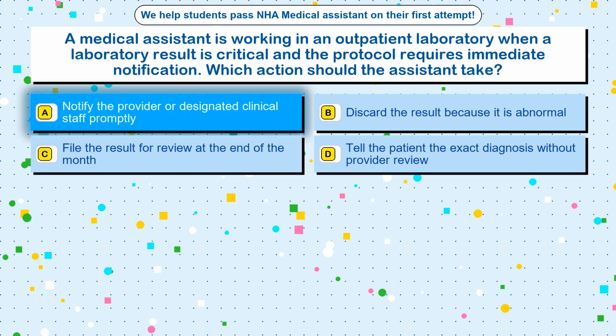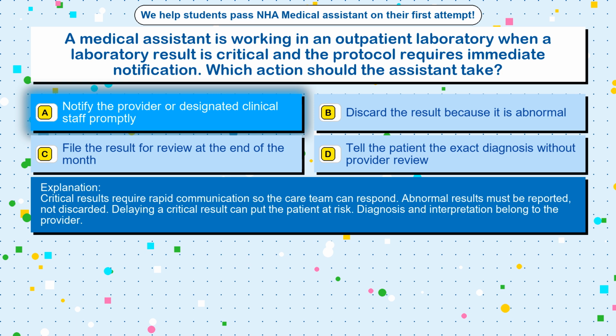The correct answer is option A. Notify the provider or designated clinical staff promptly. Critical results require rapid communication so the care team can respond. Abnormal results must be reported, not discarded. Delaying a critical result can put the patient at risk. Diagnosis and interpretation belong to the provider.